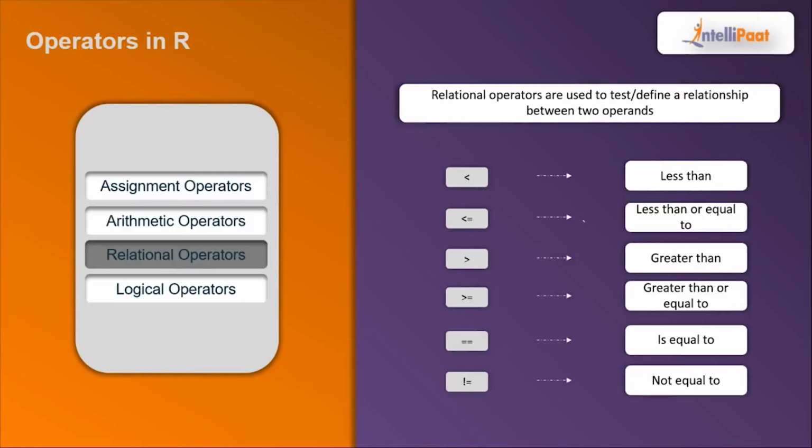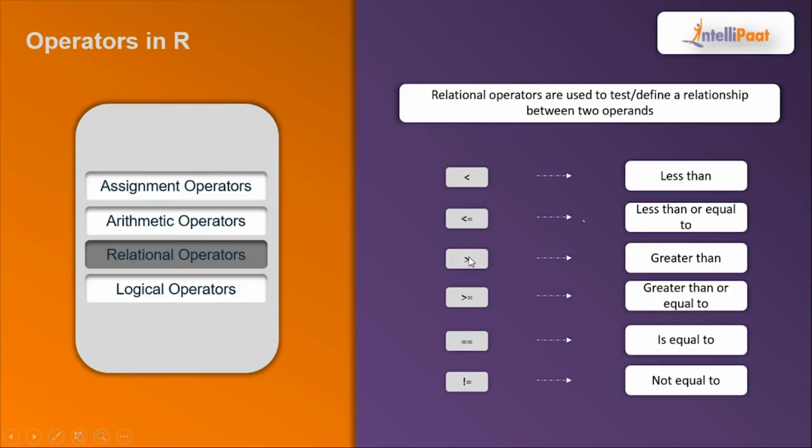Now let's look at relational operators. These relational operators are used to compare two operands. So these are all of the different relational operators which we have. This is the less than operator, and this helps us to find out if the first variable is less than the second variable. Then we have the less than or equal to operator. This helps us to find out if the first operand's value is less than or equal to the second operand's value.